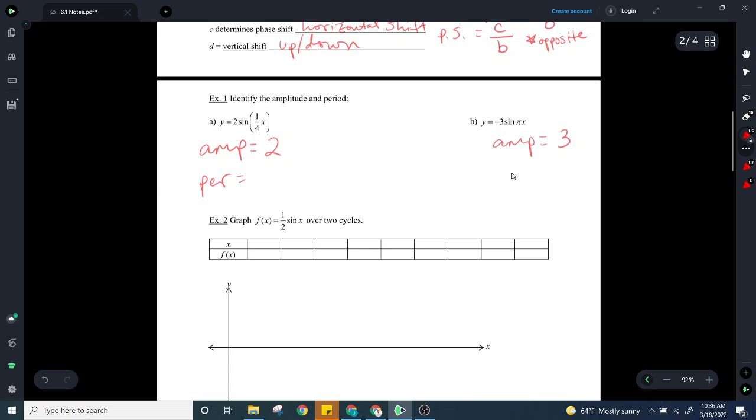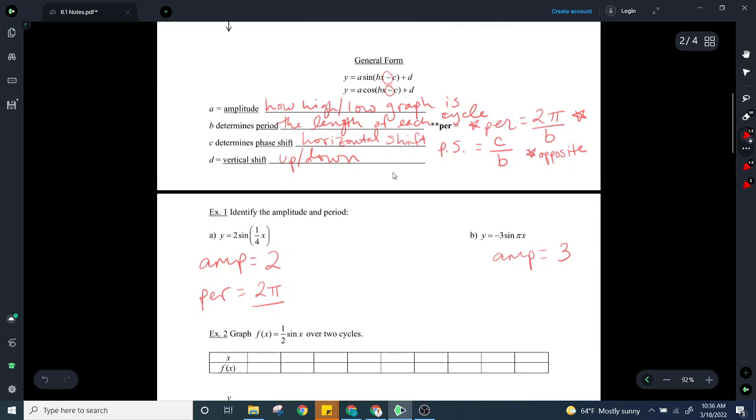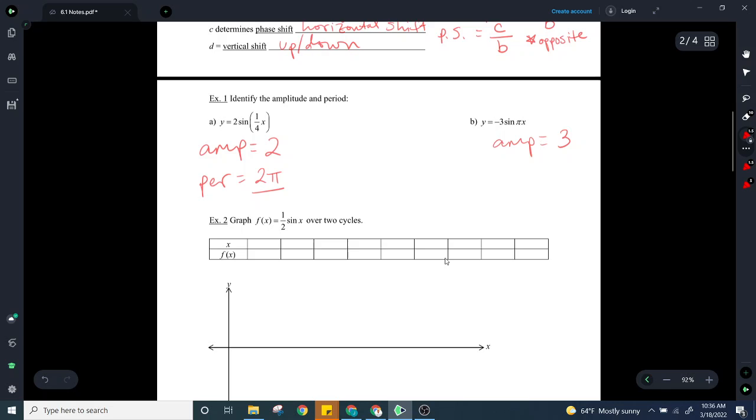So the formula we're going to use is this 2 pi over B formula. So in this case, it's going to be 2 pi over B. B is the coefficient on the x variable, so 2 pi over 1/4. Simplify that, multiply by the reciprocal, 4 over 1. That gives me a period of 8 pi.